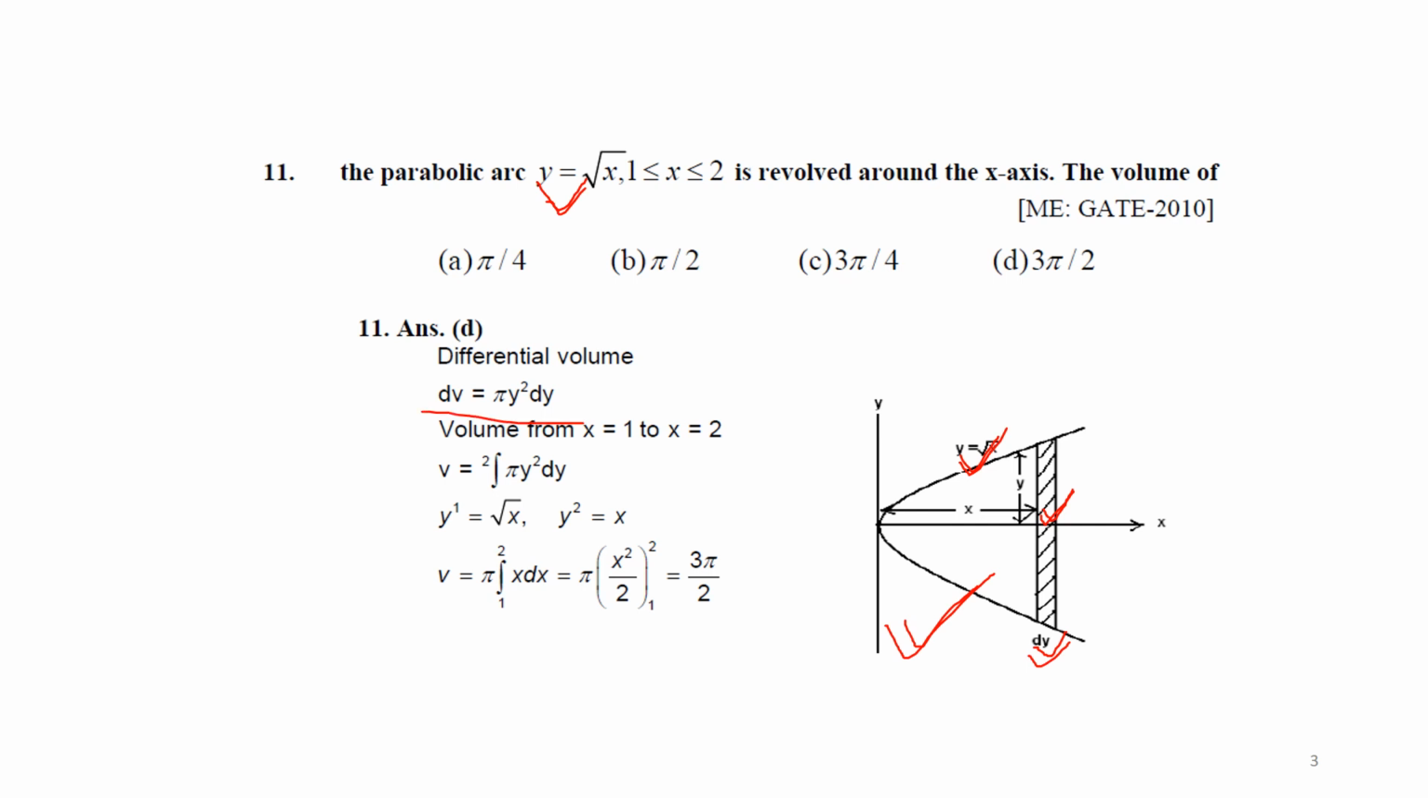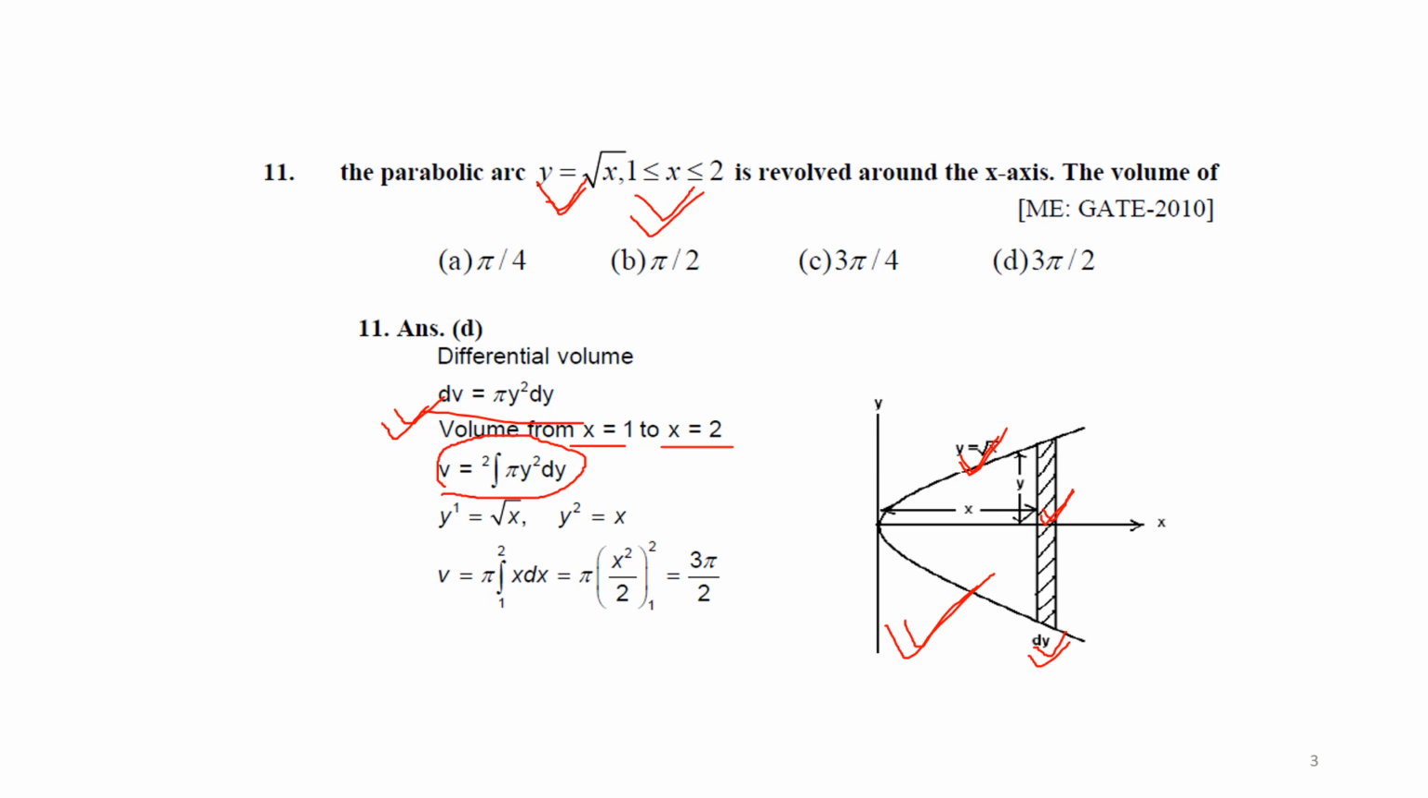It's a standard expression, so I don't think you don't know. If you don't know, please remember from here: dV is equal to pi y square dy. The volume is varying from x equal to 1 to 2. The limit is already given, so we just have to integrate this from 1 to 2.